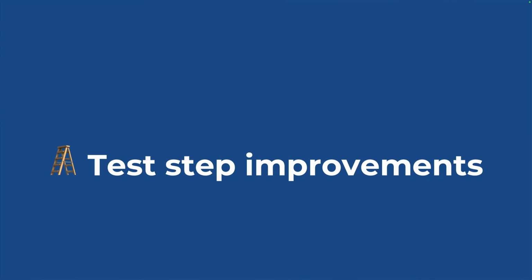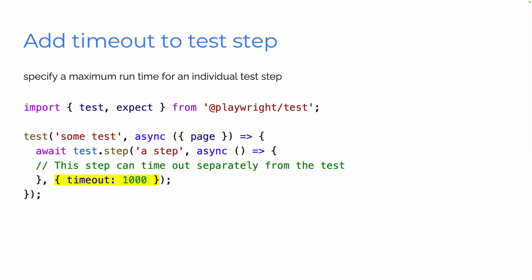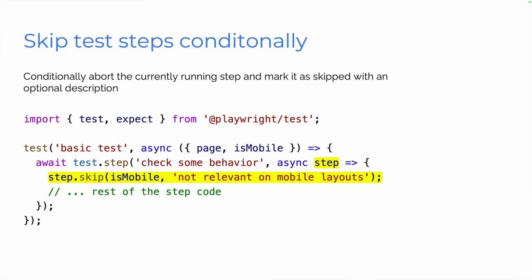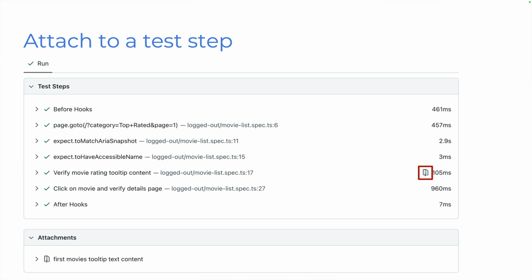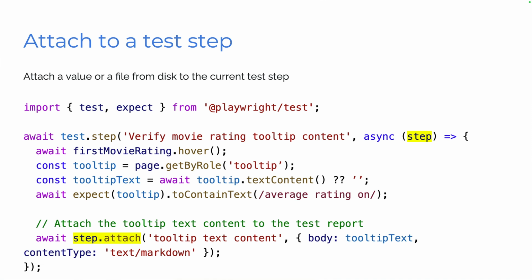Next is test step improvements. We can now add timeouts to the test steps, and we can also skip a step. So for example, if you have a step that is specifically not relevant for mobiles, you can add in the isMobile fixture and skip it for anything that is using the emulation of mobile. You can attach to a test step. When you do that, it's going to have this little icon right here on the actual test step where you can just go straight to that attachment. And in order to do that, make sure you pass in step and then you await step.attach and add your attachment in there.